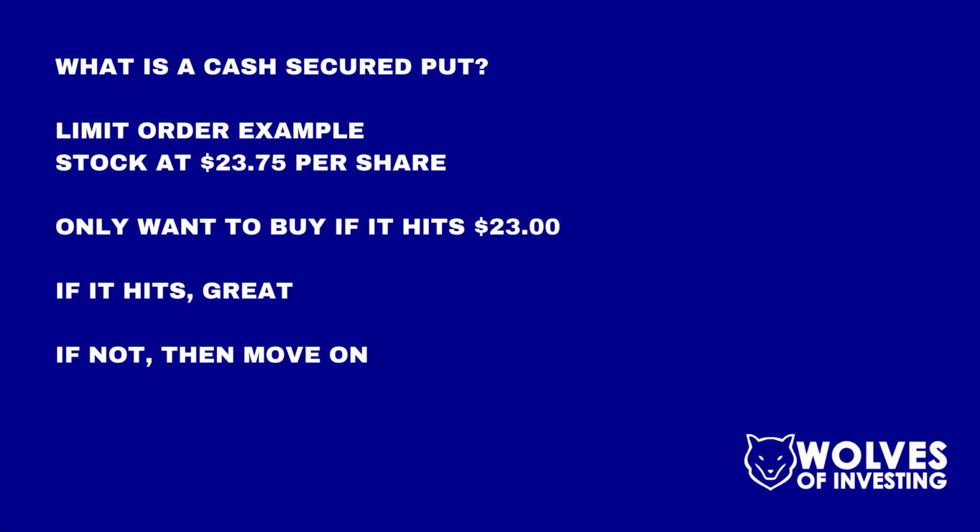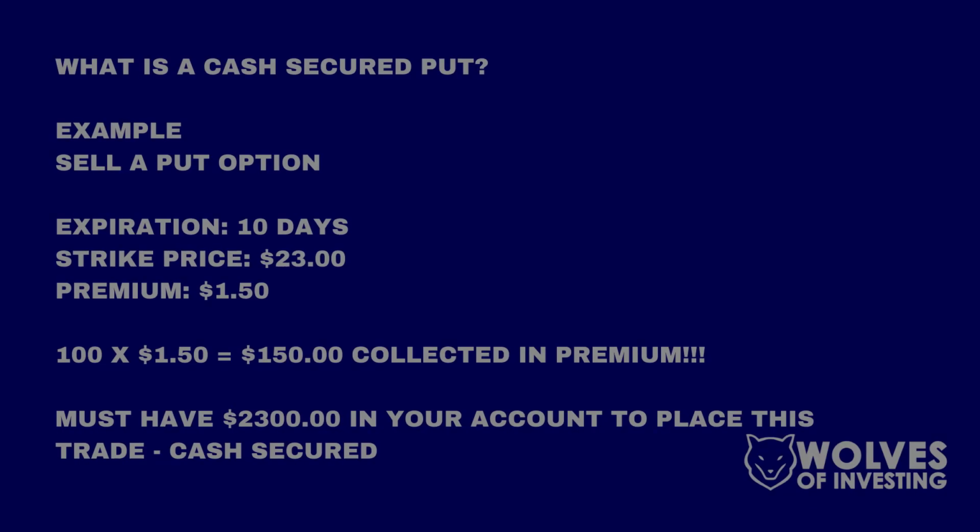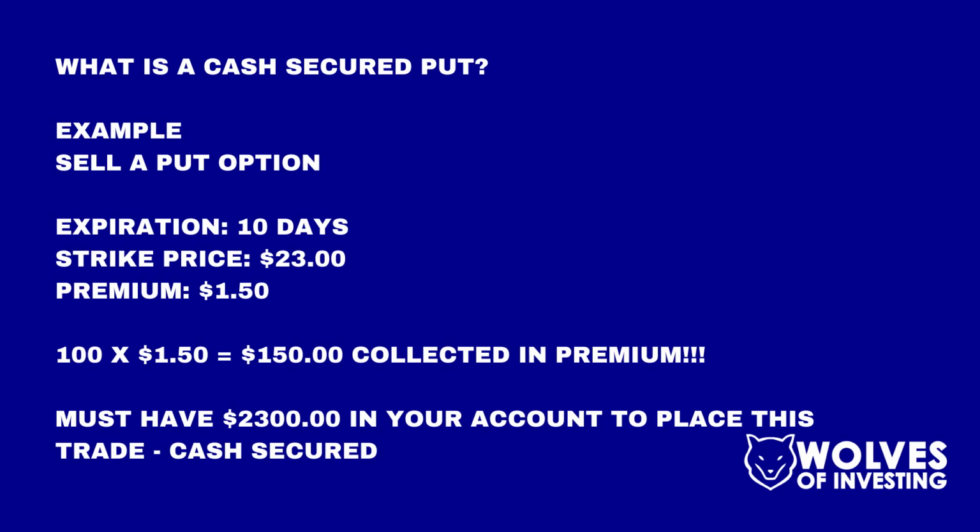What is a cash secured put? A cash secured put is one of the most basic options plays you can do, and I think the best way to explain a cash secured put is through an example. Let's say there's a stock you want to buy and it's trading around $23.75. You really like the stock, but you only want to buy it if it goes to $23. Normally, you would create a limit order to buy that stock at $23. If it hits that price and your limit order gets executed, great. If it never hits that price, then oh well.